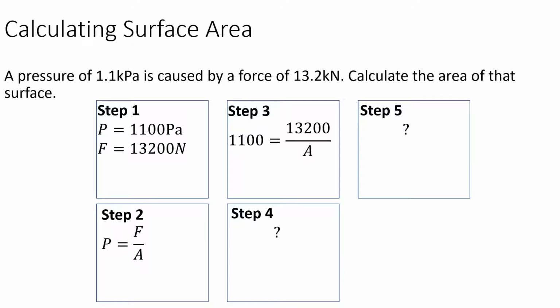1,100 pascals, and 13.2 kilonewtons becomes 13,200 newtons. Then we write the equation, then we substitute in the numbers, and you complete steps 4 and 5.